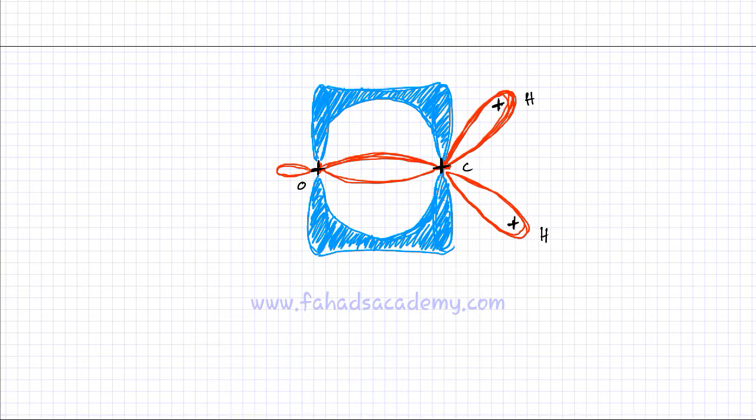Whereas this blue orbital, this p orbital over here, ended up overlapping with the p orbital from the oxygen atom and ended up forming a pi bond above and below the axis. So this blue orbital is coming out of the page and it's going into the page.